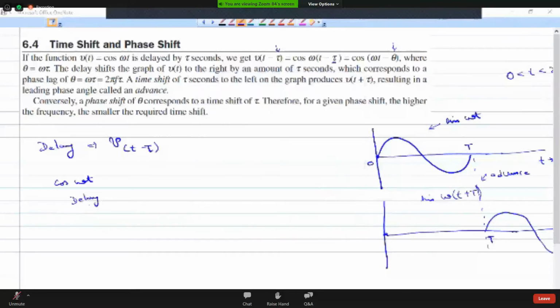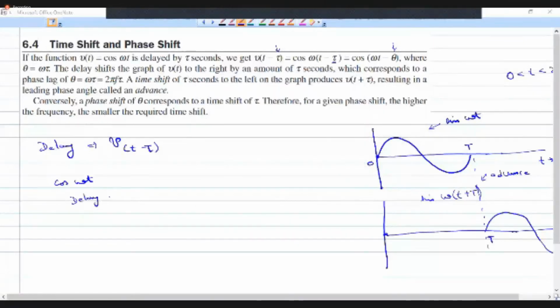So I have to delay this function. So what I can do, I can delay by subtracting this tau time, t minus tau. In terms of phase shift, it will be cos of omega t minus theta, right? Now you can compare this. So a time shift of tau is equal to a phase shift of theta, right?